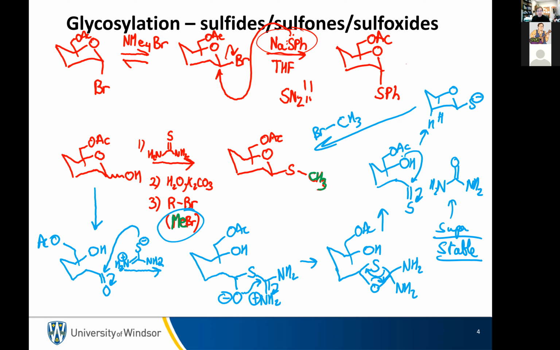So we've got three ways to make these glycosyl sulfides. We can make them from anomeric bromides through an SN2. We can make them from anomeric acetates through acid catalysis using BF3 etherate. We can make them from the free reducing sugar.